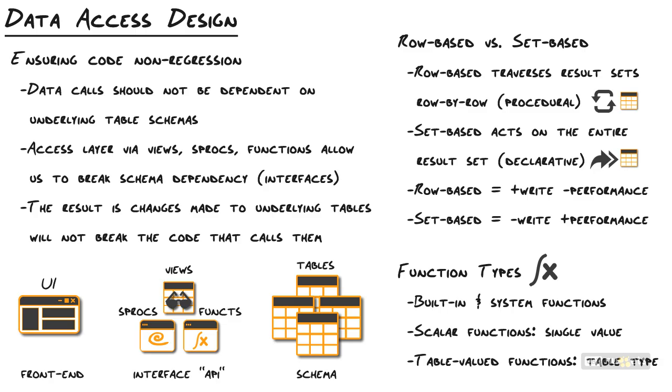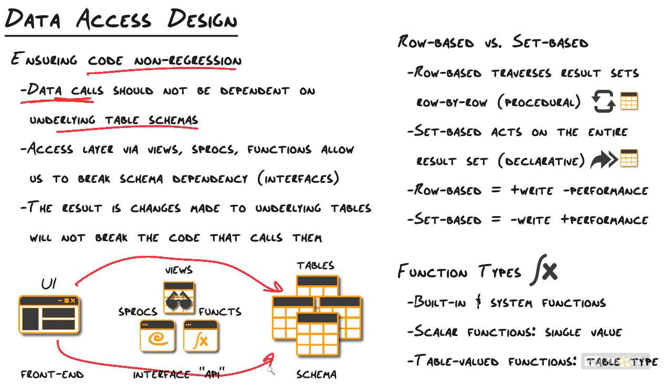Let's do it. So the main concept for this objective is ensuring code non-regression, which is essentially ensuring that anything that touches our schemas isn't going to break if we change them. And how we can circumvent this from the design perspective is to ensure that all of our data calls don't hit our table schemas directly. Applications shouldn't do this. They shouldn't go right against our table schemas.